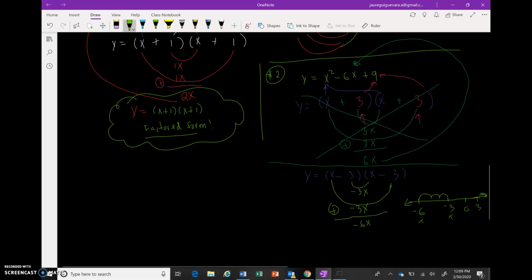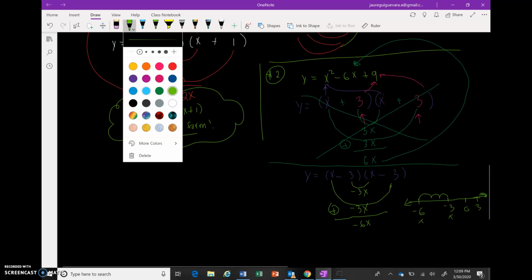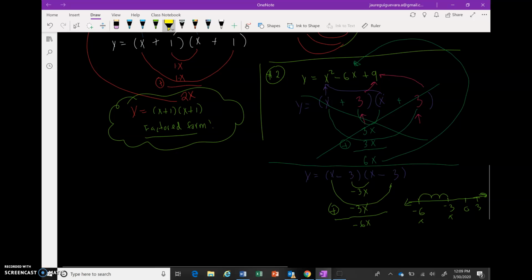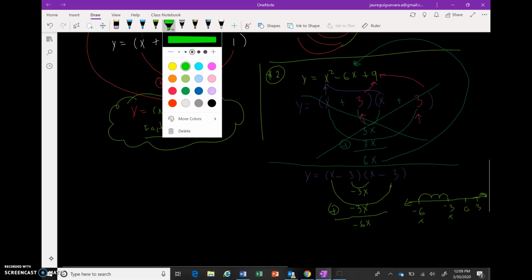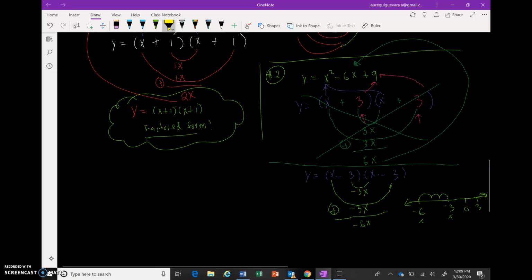Let me use my highlighter here for the first time. Because, come on, highlight it. Because, why is this not working?